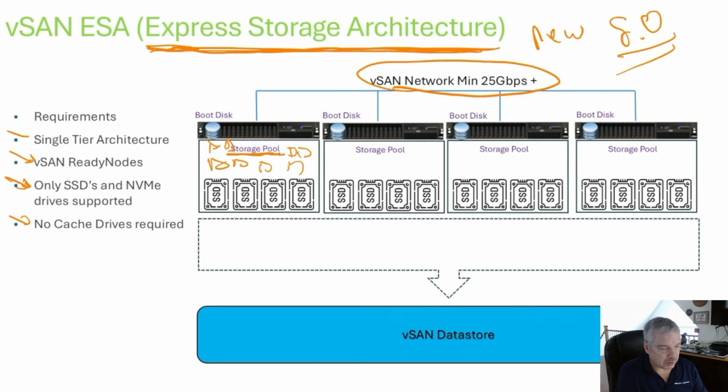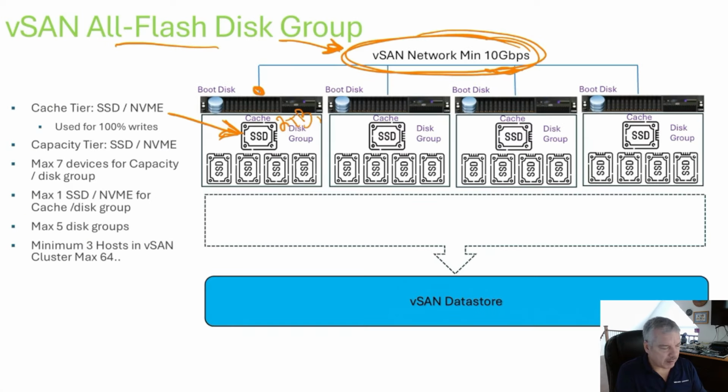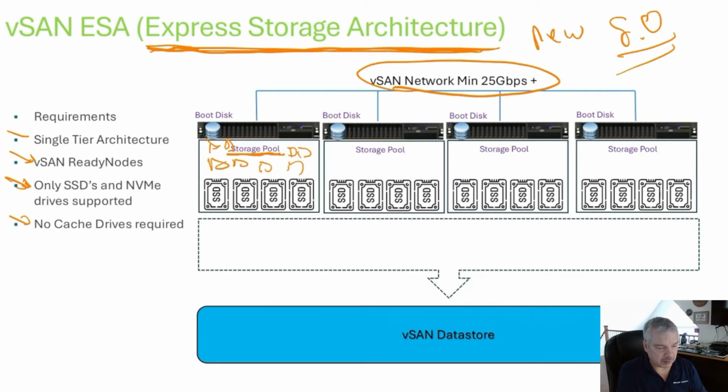The other advantage of this solution, remember I mentioned, I can have up to 7 capacity devices per disk group. Each server can have up to 5 disk groups, so 7 times 5 is 35 hard drives. So 35 hard drives, that's my limit, 35 times 64 servers. There's my upper limit. With this one, technically there really is no limit. There's 64 servers, but technically speaking, how many hard drives can you have inside a server? So it's not really a limit of vSAN per se, okay?